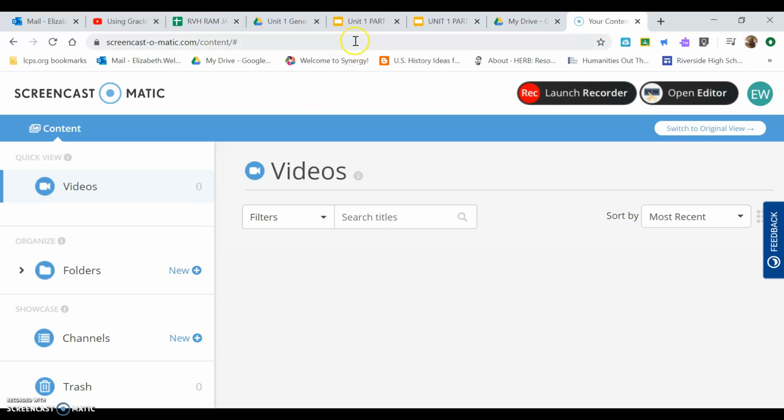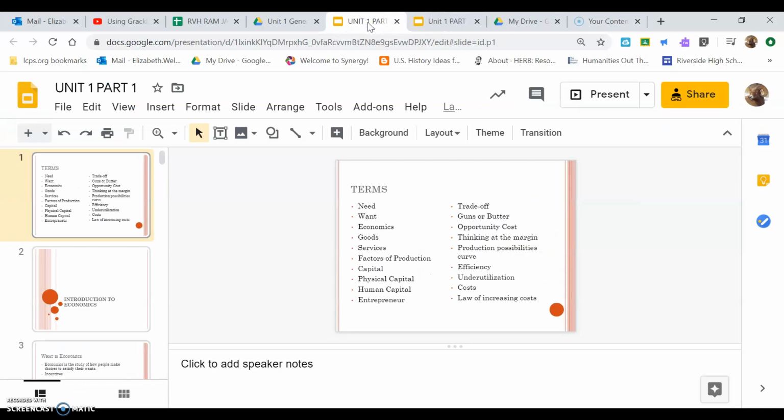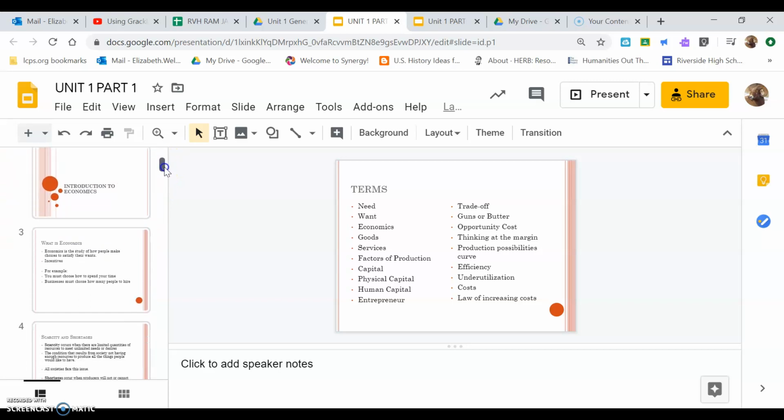So hopefully this is my first time using this. So, whoops, I've got the wrong thing. All right, so this was our Unit 1, Part 1. This was before the project.